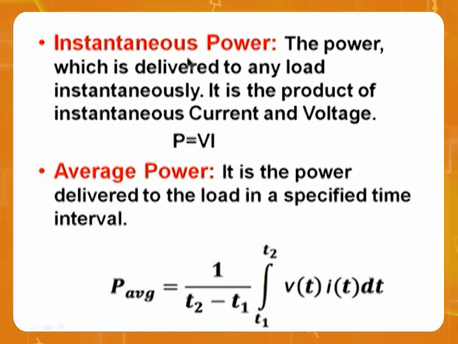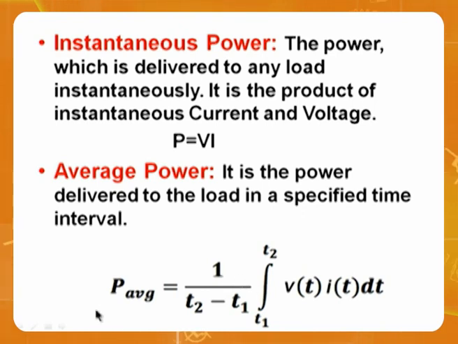Now, instantaneous power. The power delivered to any load instantaneously is the product of instantaneous current and instantaneous voltage, Vi. That's called instantaneous power. Then average power. It's the power delivered to the load in a specified time. What does average mean? The general meaning of average in high school mathematics is the sum of components divided by the number of values. So the sum is an integral, with limits t1 to t2. Therefore, 1 by (t2 minus t1) times the integral gives the average. So average power can also be calculated.